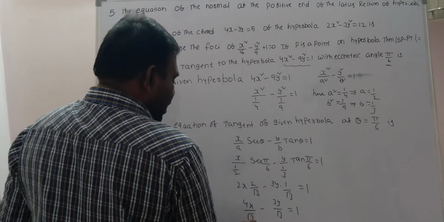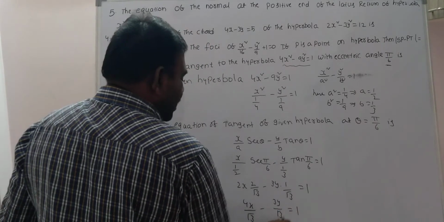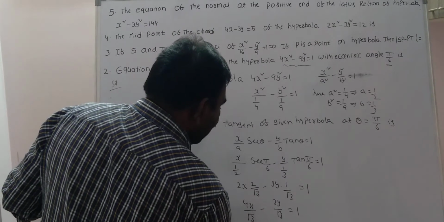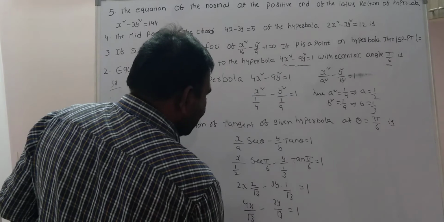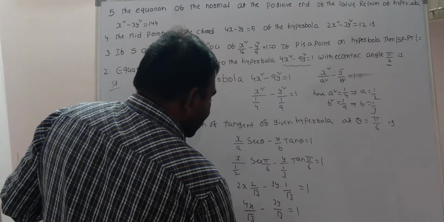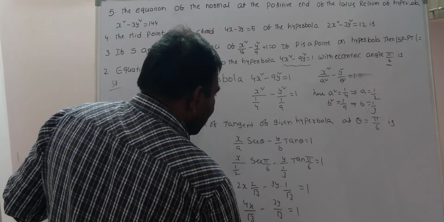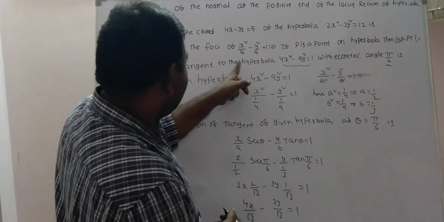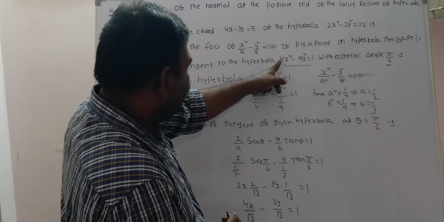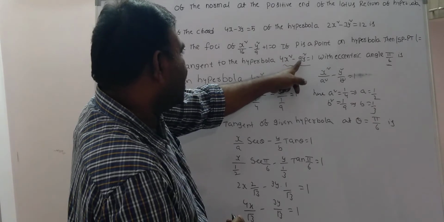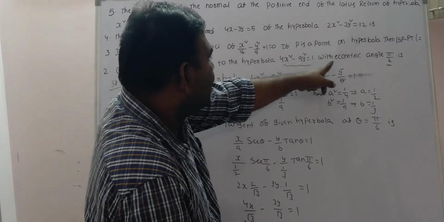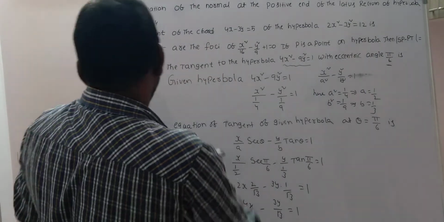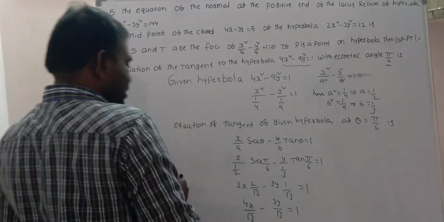So here take the LCM, root 3, to that side: you get 4x minus 3y is equal to 1 into root 3, which means root 3. This is the required equation of tangent of the given hyperbola 4x square minus 9y square is equal to 1 with eccentric angle pi by 6. So the second sum is also completed.